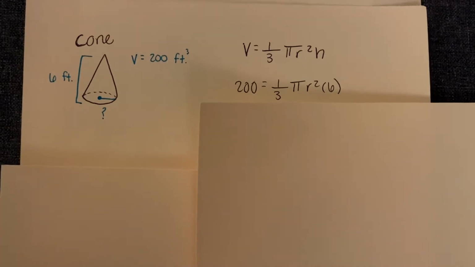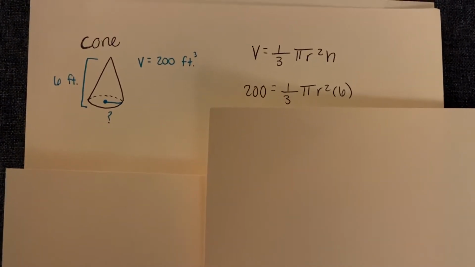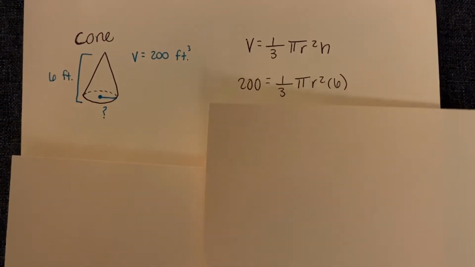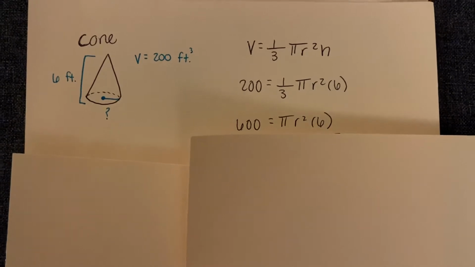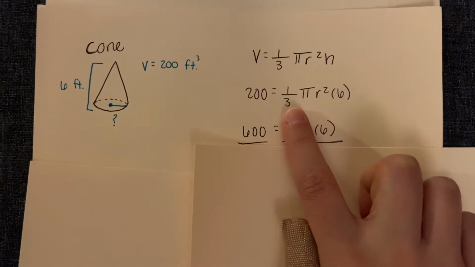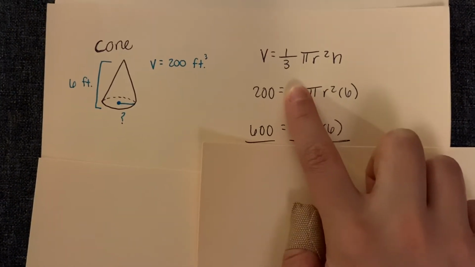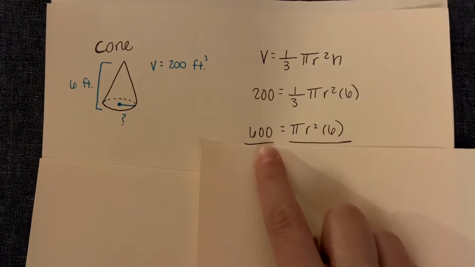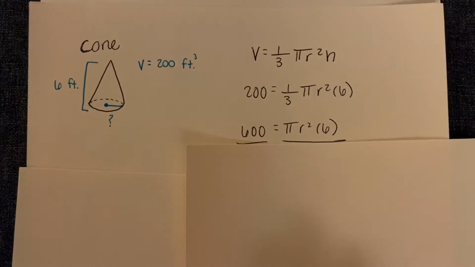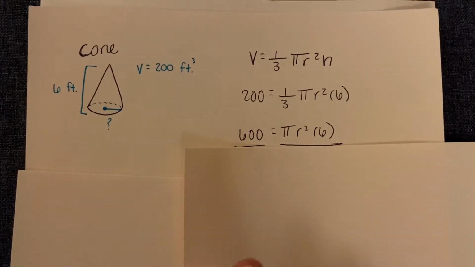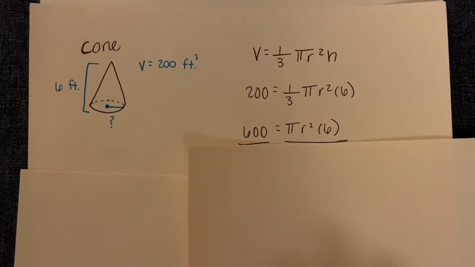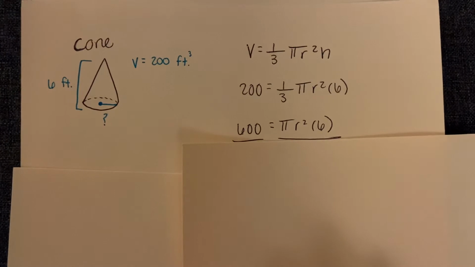And then now, what would be the best first step to solving this problem? Multiplying both sides by 3 because we want to cancel out this 1/3. We don't like fractions. When I do that, the 1/3 cancels out, and 200 times 3 is 600. So here I have these. And then what am I going to divide both sides by in one step to get the radius squared by itself?